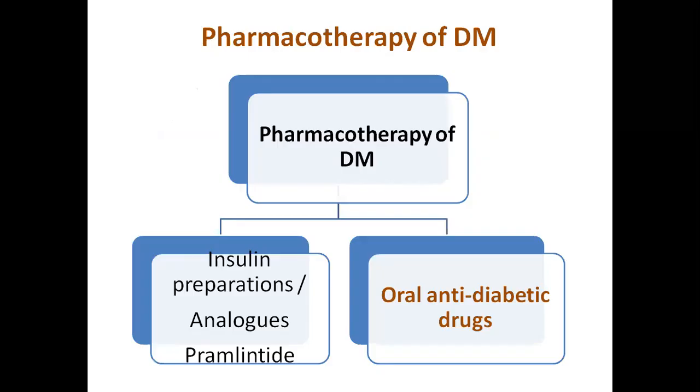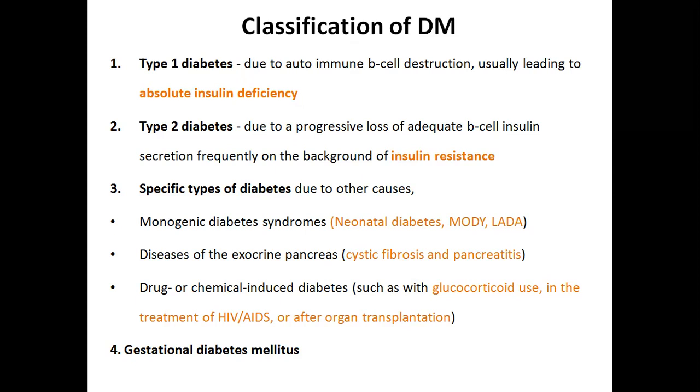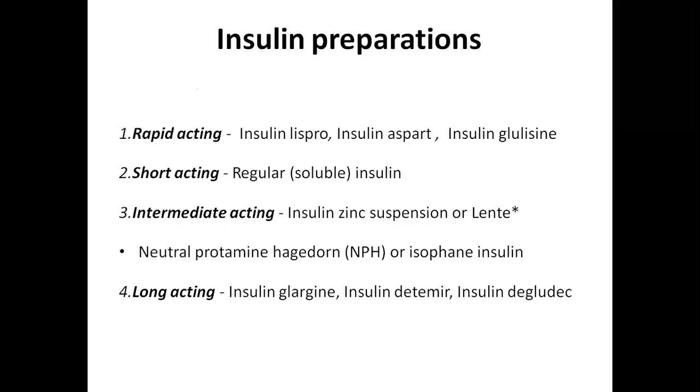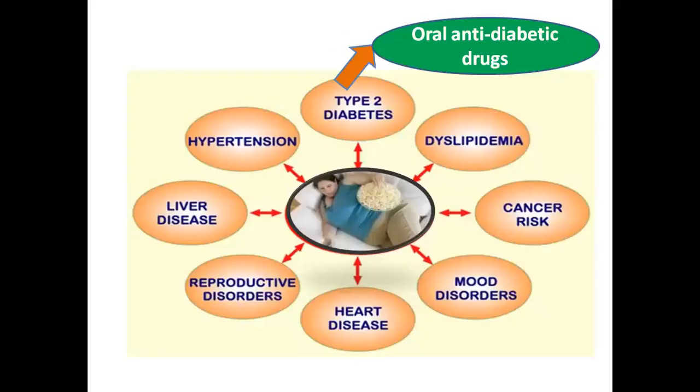Mainly in pharmacotherapy, let's look at what drugs or medications are available for treating diabetes mellitus. Mainly we can classify them under two categories, that is insulin preparations and oral anti-diabetic drugs. As we look at the classification, in type 1, what is the reason? It is an absolute insulin deficiency. So for treating type 1 diabetes, we have only insulin preparations. The oral anti-diabetic drugs are mainly used for treating type 2 diabetes.